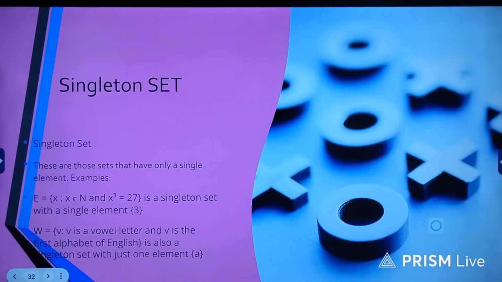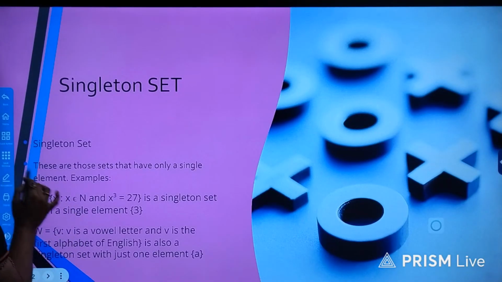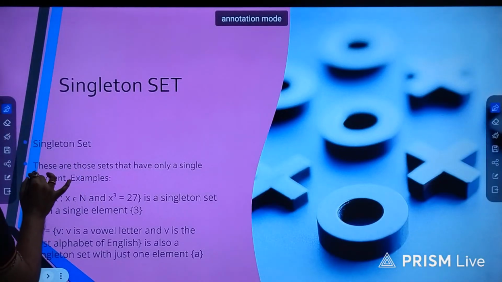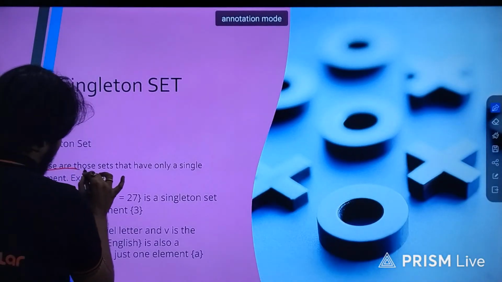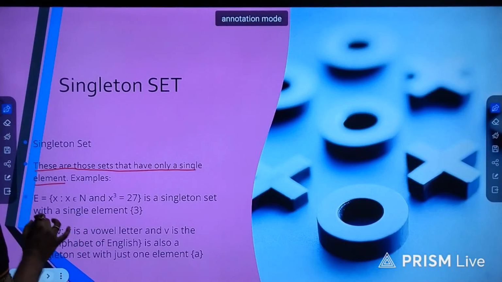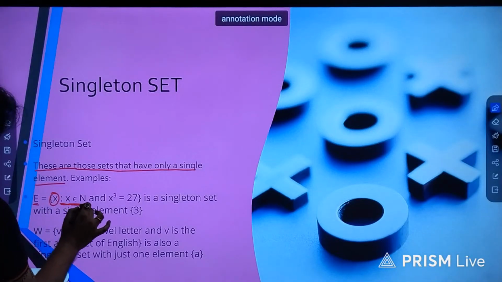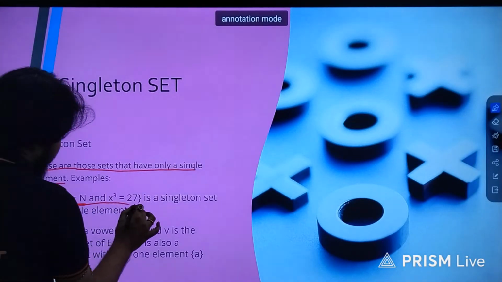Singleton set. As the name suggests, these are those sets that have only a single element. Example, E equals {x such that x belongs to N and x cube equals 27}.